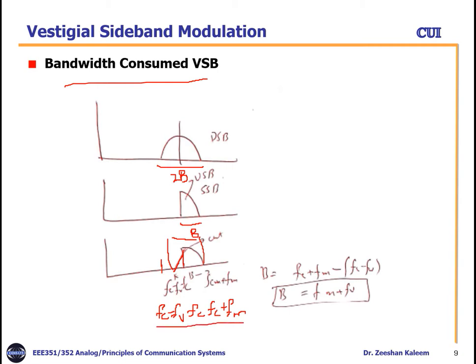So what is the bandwidth? FC plus FM minus the difference, FC minus FV. Let's open this: minus FC, so FC will cancel out. So we have a bandwidth of FM plus FV. This is the bandwidth consumed by the vestigial sideband modulated signal.